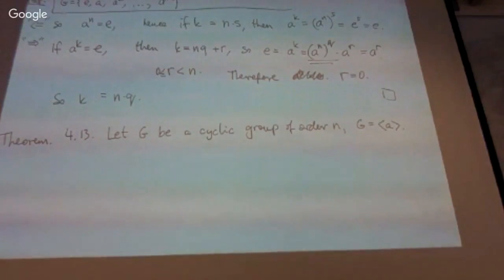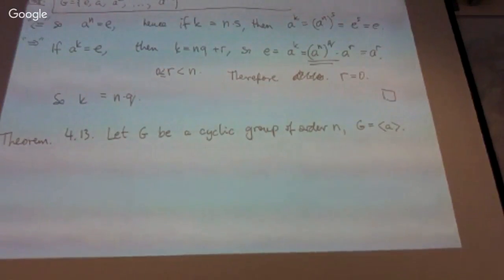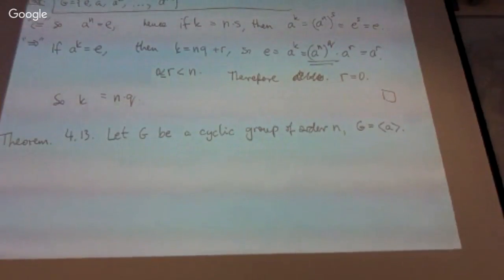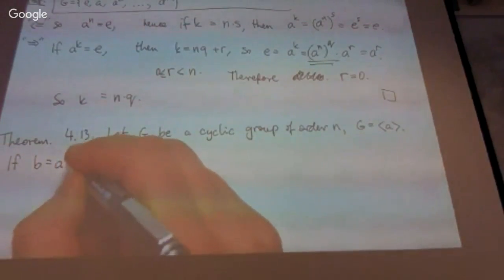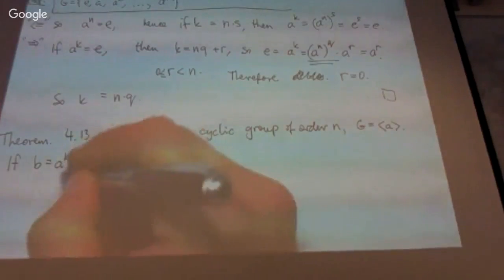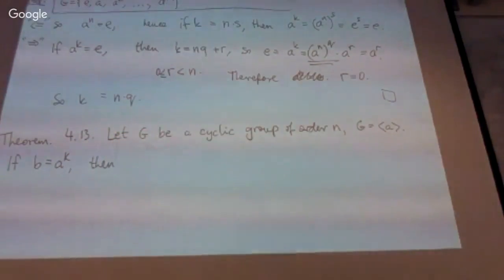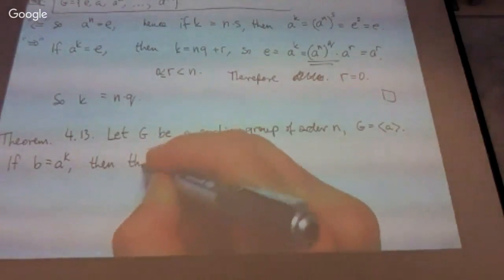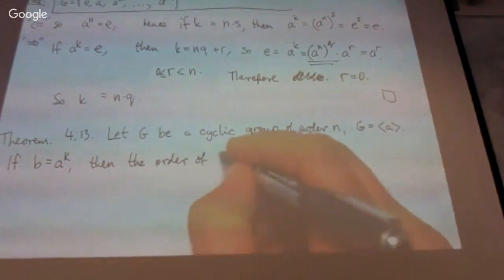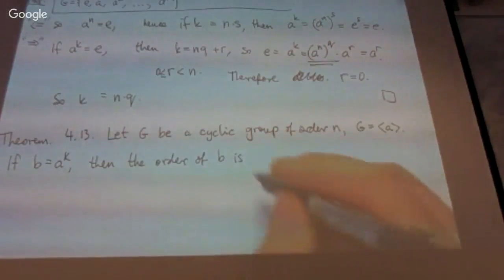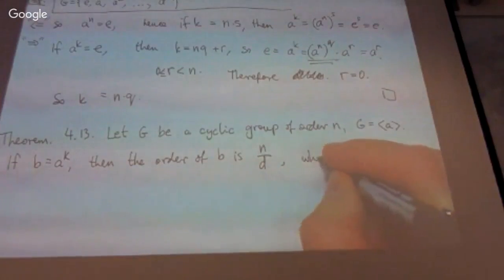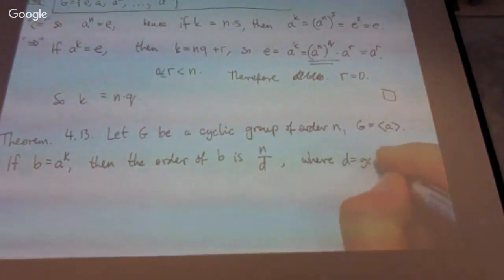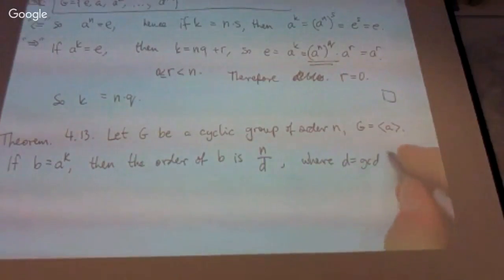Now we know what the order of the generator is. It's n, because it generates the whole n elements. But this theorem gives us the order of anything else. So any other element in the group looks like a to the k. Then the order of b is n divided by d, where d is the GCD of n and k.